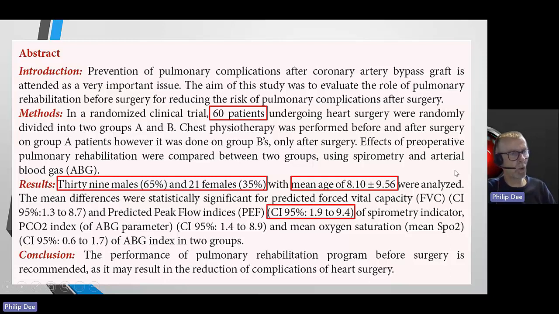What else do they give us? They also give us something called a confidence interval, and they say the confidence interval of this measure of predicted peak flow indices is 1.9 to 9.4. So we're thinking, okay, there's possibly two items early on, even in the abstract, that make us think, I'm not sure what that means.